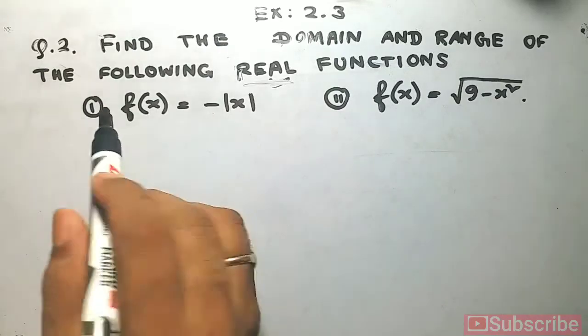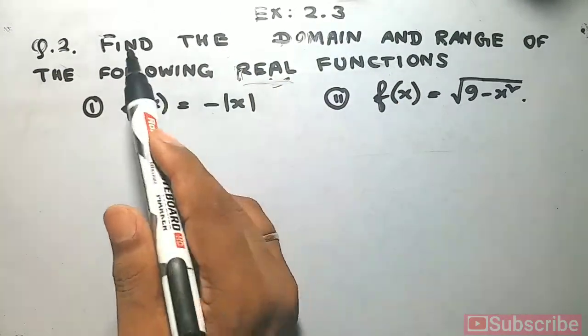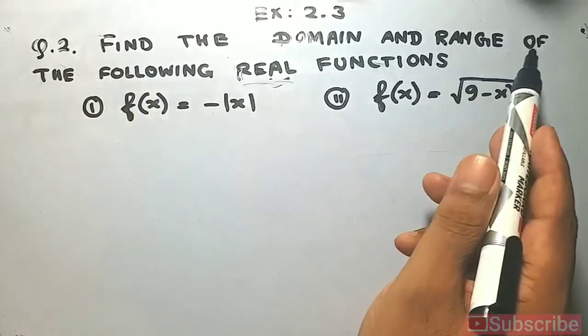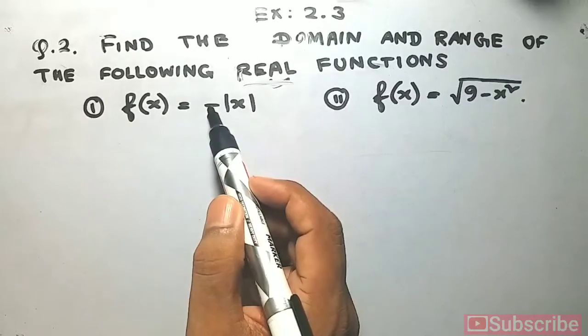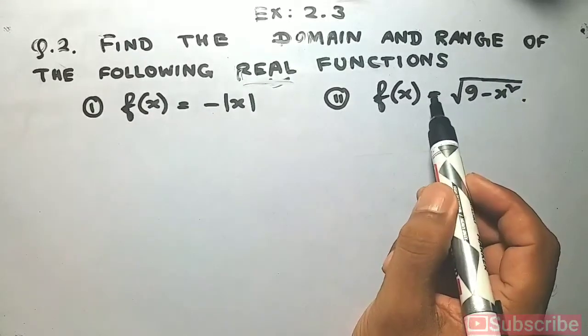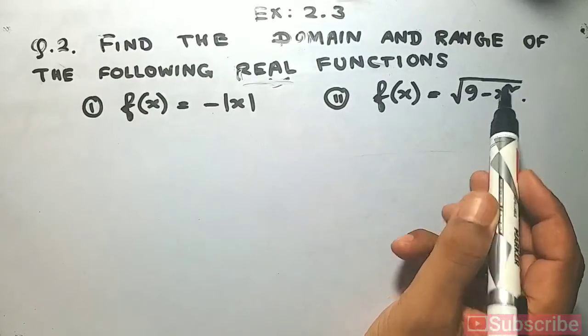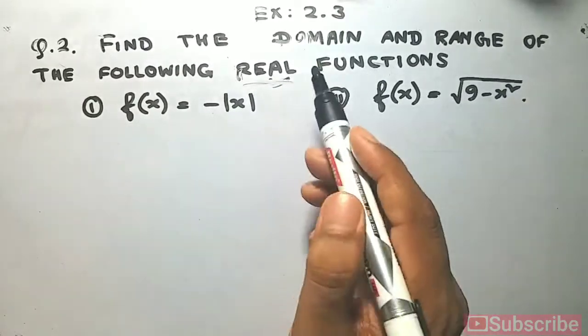Okay, let's get started. The question number 2 of exercise 2.3. Here the question is, find the domain and range of the following real functions. Number 1, f(x) is equal to minus modulus of x. Number 2, f(x) is equal to root over 9 minus x square. Here, what does this real function mean?